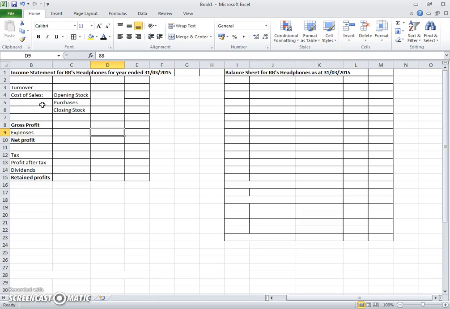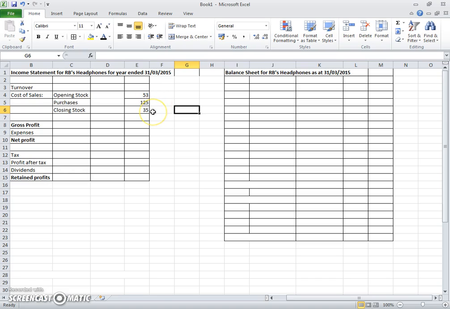So the 1st of April 2014, for example, he had, I'll just put the numbers in here to clarify what all this means. He had £53,000 worth of stock, so pretty substantial amount of stock in his shop. Then purchases means the stock that he bought in over the course of the entire financial year. So £125,000 worth of headphones bought in over the year.